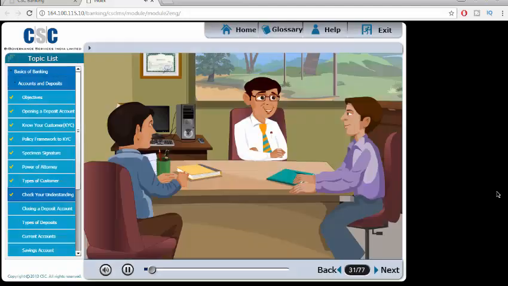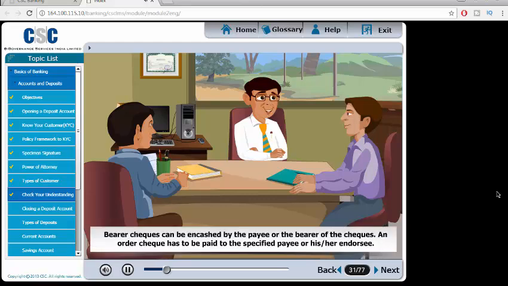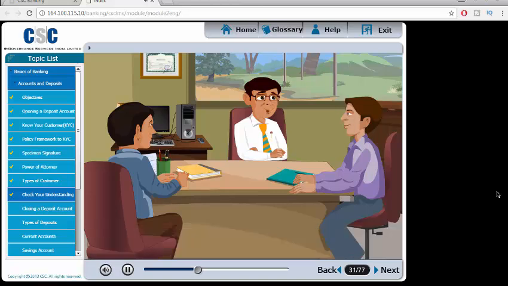A check can be made payable to the bearer or to the order of the payee. Bearer checks can be encashed by the payee or the bearer of the checks. An order check has to be paid to the specified payee or his or her endorsee. A check payable to order can be negotiated only by endorsement and delivery. Endorsement is made on the back of the check or by attaching a slip of paper to the check.